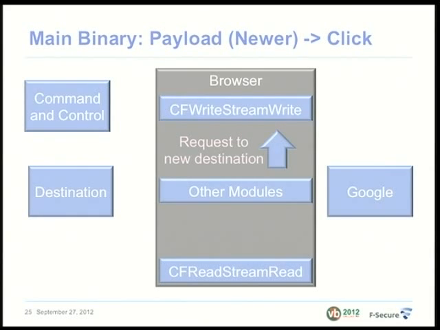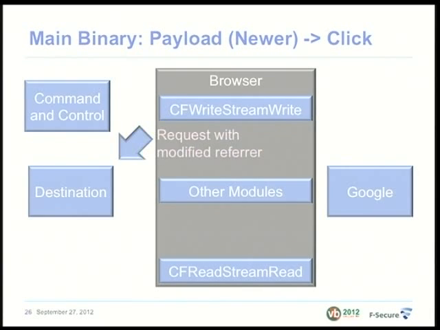However, since the browser still thinks that the response actually came from Google, in its request it will contain a referrer value of Google. So to make the actual request look more legitimate, once this is made, it will be caught by the CFWriteStreamWrite hook again, and the referrer field will be modified to the desired value of Flashback. So now, I've also prepared a demo for this type of variant.